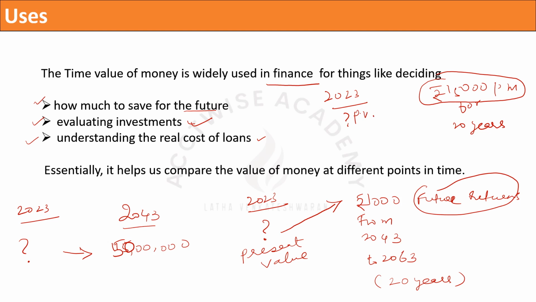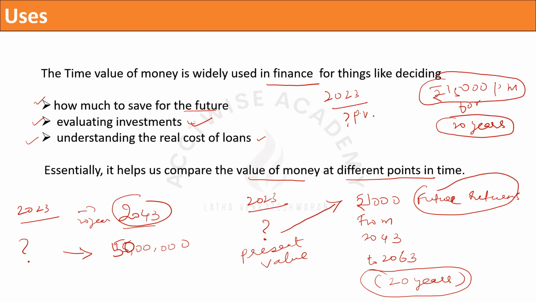So TVM helps us compare the value of money at different points in time. So what are the different points in time in our examples? It is 2043 here, and that is 20 years. Here also 20 years, and here also 20 years. So, different points in time.